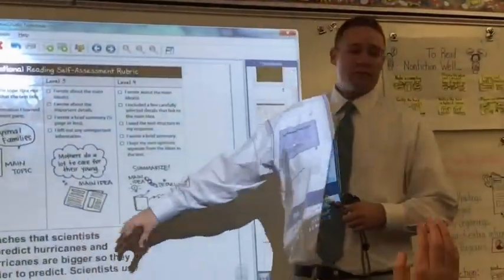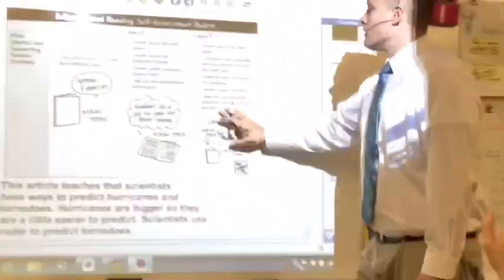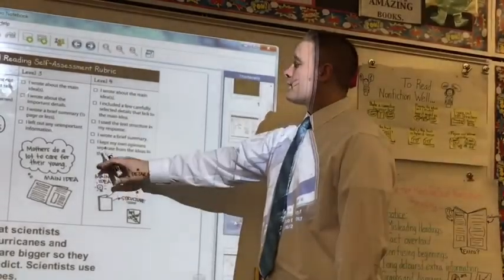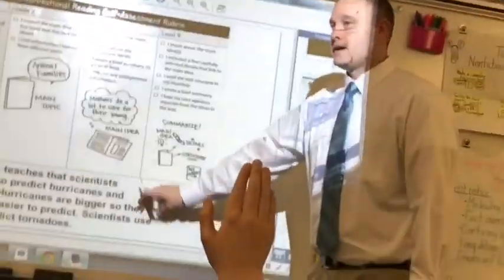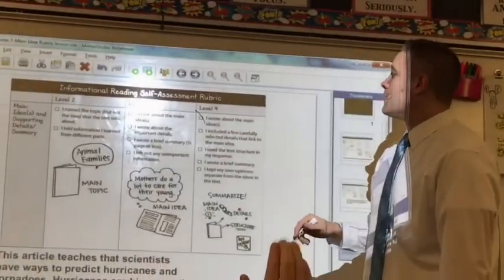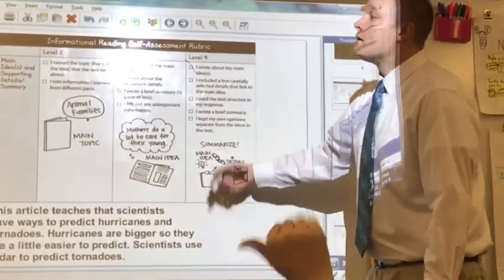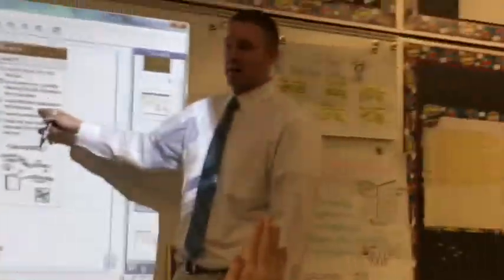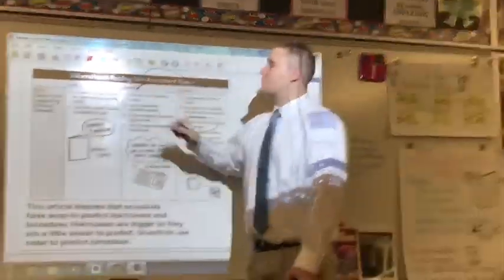First of all, a lot of you said, well, there's not 3 bullets. They don't have any opinions. They said that they felt like they could have added more important information. Okay. Did they write about the main idea? Yes. Did they include carefully selected details that link to the main idea? Yeah, technically they did. Did they use text structure in their response? No, they did not. So that's automatically going to take me over to a 3.